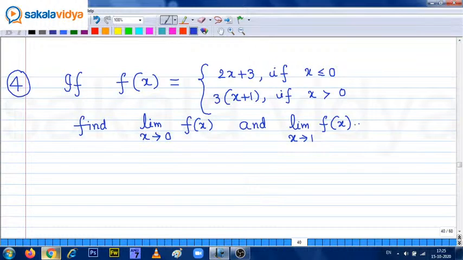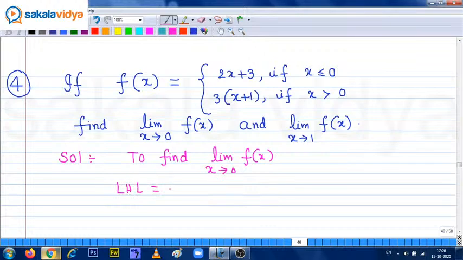Now the solution. First, to find limit x tends to 0 f of x. First let us find out this one. LHL, limit x tends to 0 minus f of x.